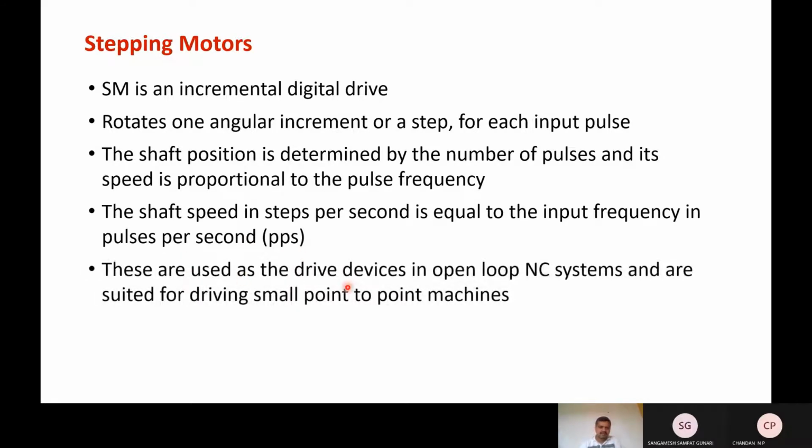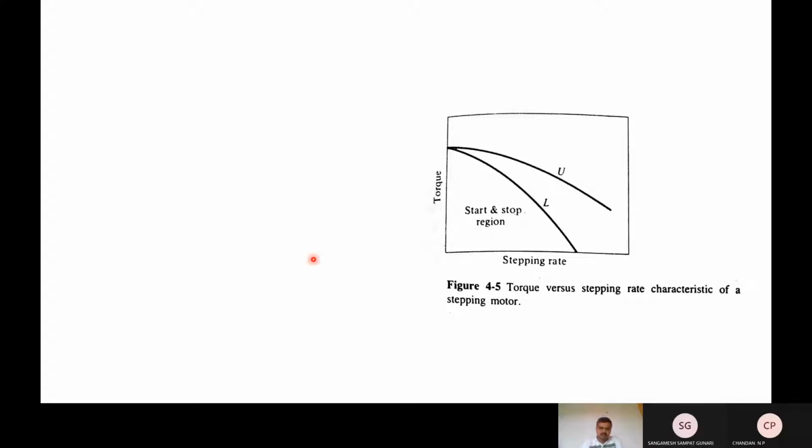So these are used as the drive devices in open loop NC systems and are suited for driving small point-to-point machines. In the earlier class also we discussed, when we were talking about open loop and closed loop control systems, why stepper motors are suitable for open loop. That we already discussed. Next we need to solve a problem related to stepper motors.